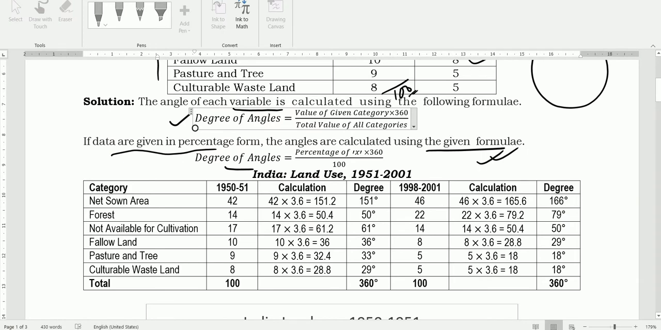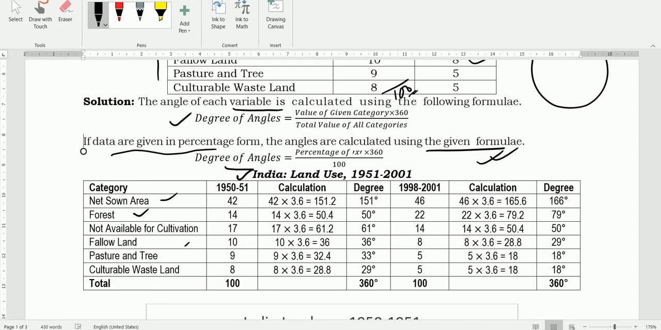So this is the calculation table. You have to reproduce the categories. Here these are the different categories: net sown area, forest, then land not available for cultivation, like that. This is for the year 1950-51.